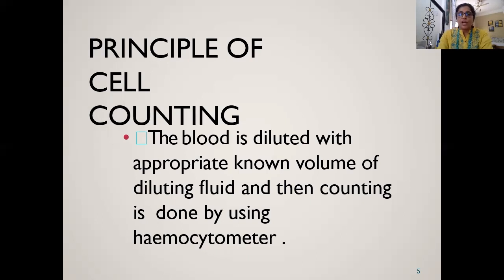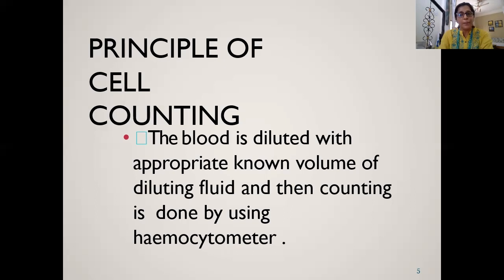Now, the principle of cell counting is, first, we have to dilute the blood with an appropriate known volume of diluting fluid, and then the counting is done by the hemocytometer. So everybody has to be very attentive here. We have to extract peripheral blood as we do for all hematology practicals. The volume of blood has to be very little.